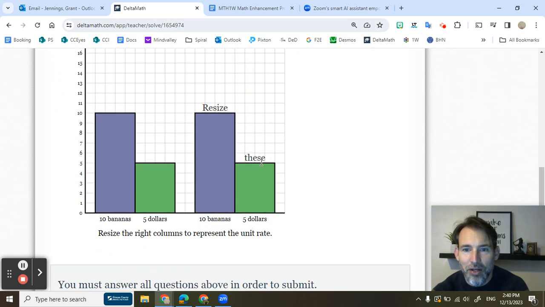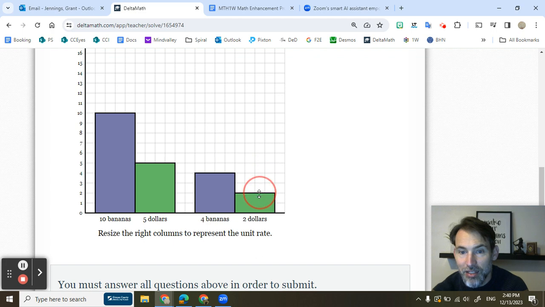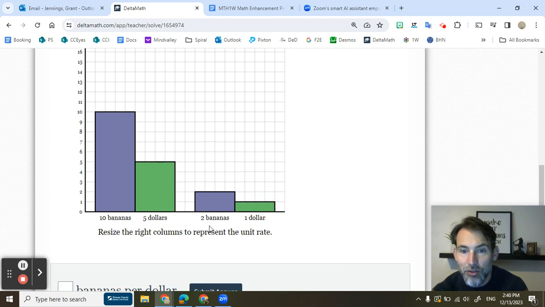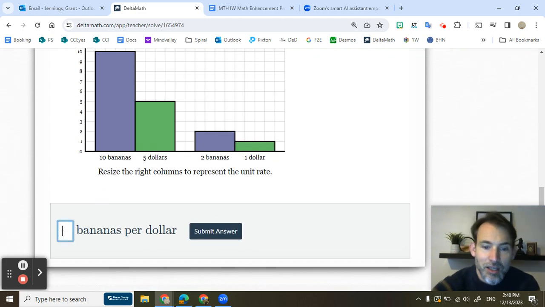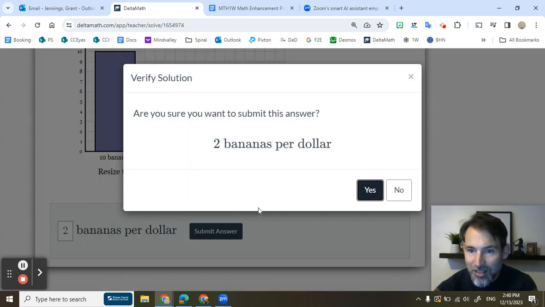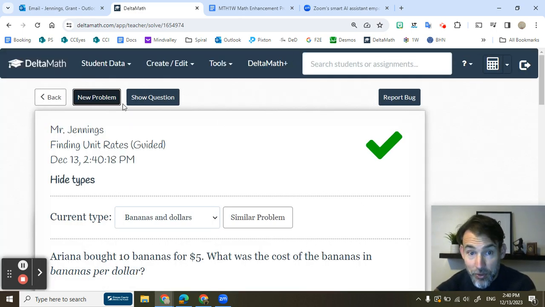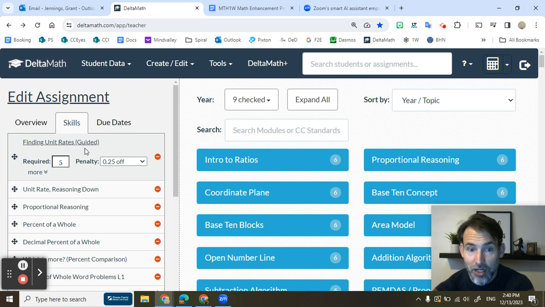Okay, let's go to $1 here. So if we went up to like $6, see 12 bananas, $7, 14 bananas. You can already see it. $1, 2 bananas. 2 bananas per dollar. Try these. They're fun, and they'll build your understanding so that you can then show me that you got this understanding.